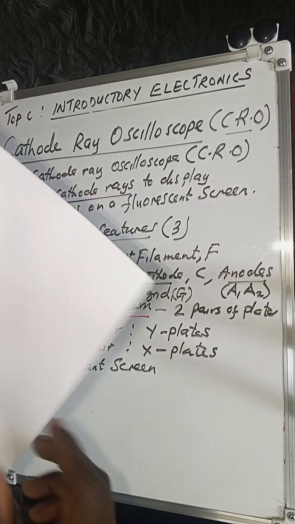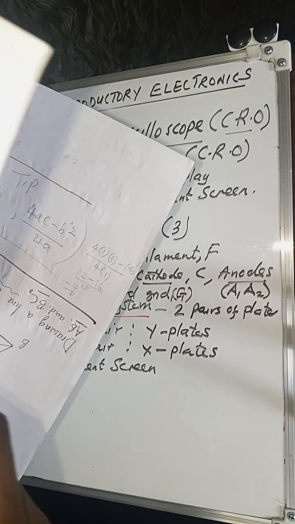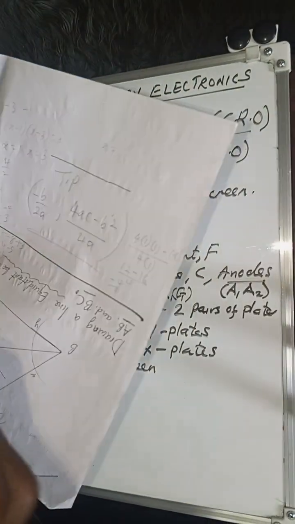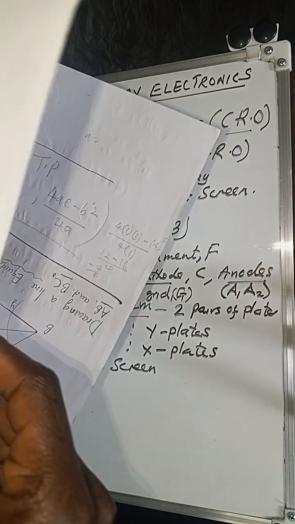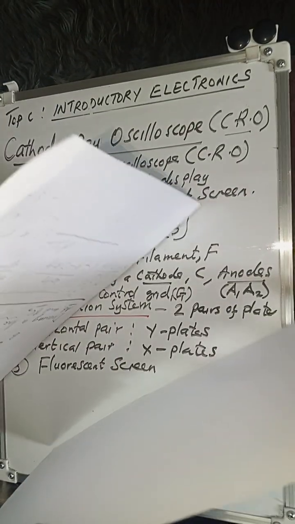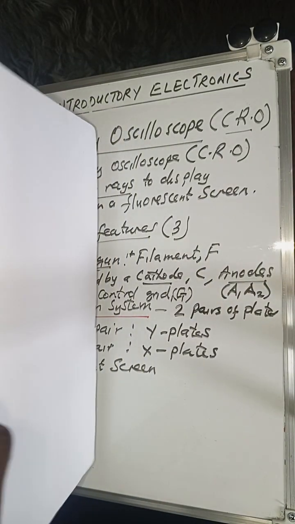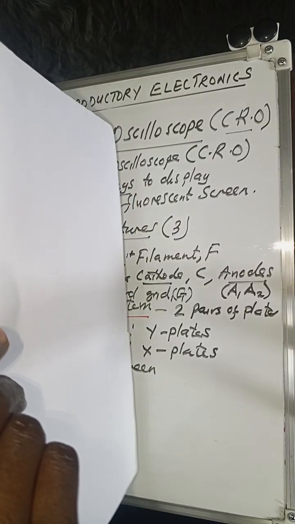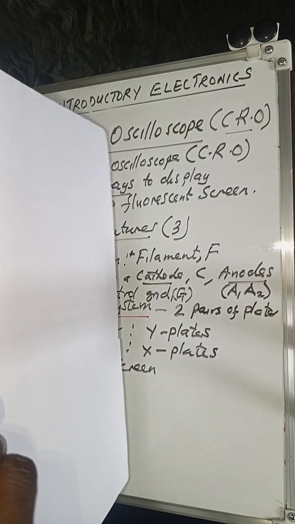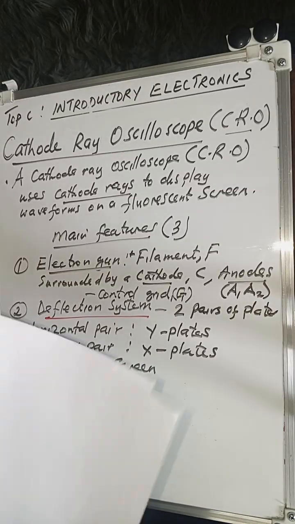For the Y plates, these are the ones that are horizontal, so they look like this. Why? Because the electron beam has to move up and down. We call them the Y plates. Then the vertical pairs that appear like this are what we call the X plates. Why? Because the electron beam has to move left or right in the horizontal direction. Please don't confuse them.